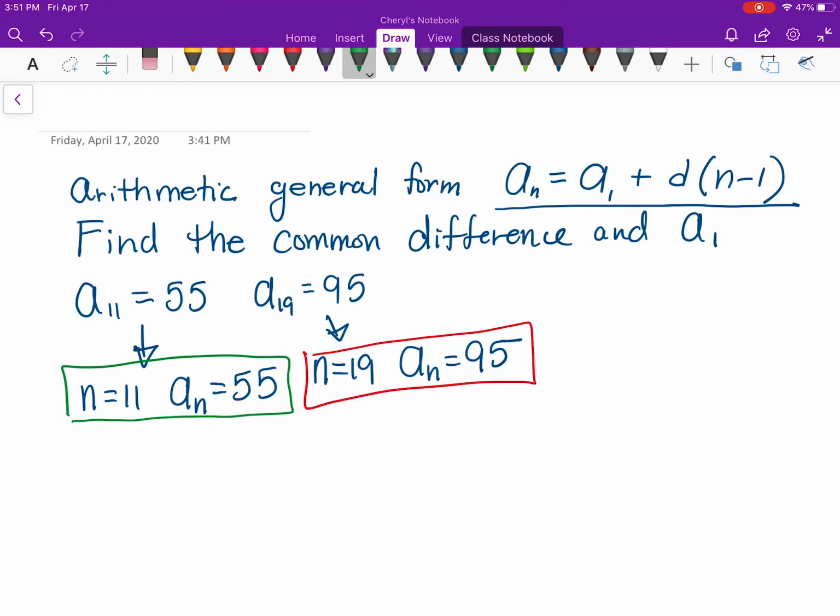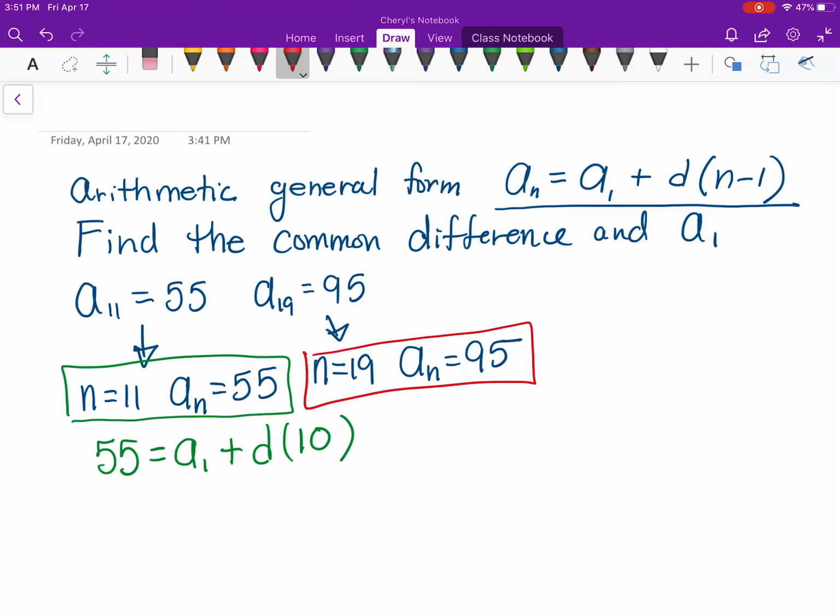So, for this information here in green, I'm going to have 55, because that's my an, is equal to a1, we don't know that, we're looking for that, plus d, which is the common difference, we don't know that and we're looking for that as well, times n minus 1. In the case that an is equal to 55, that means n is 11, so in the parentheses, n minus 1 would be 10.